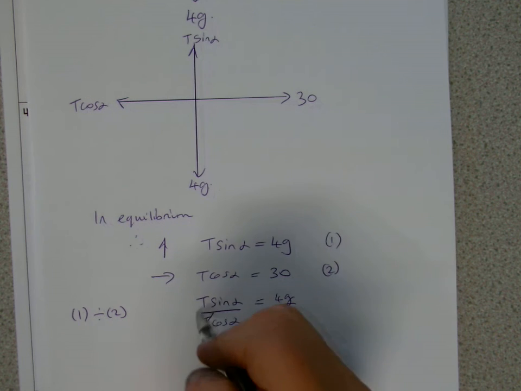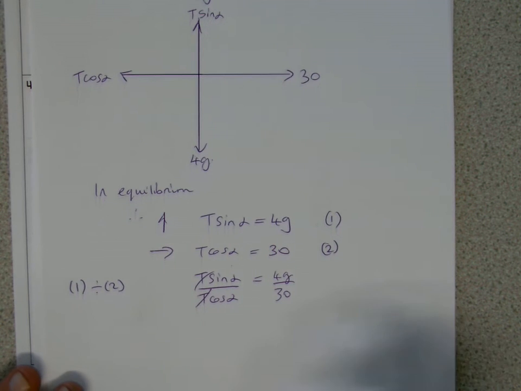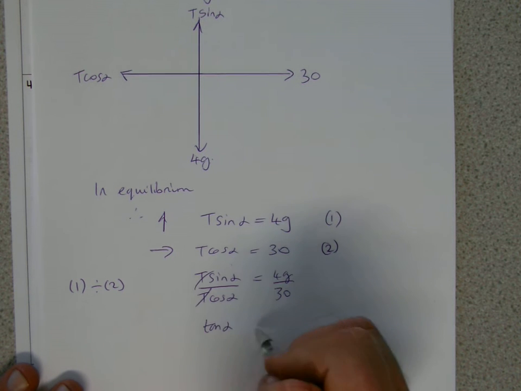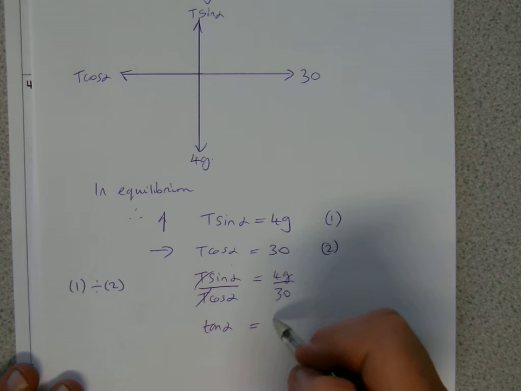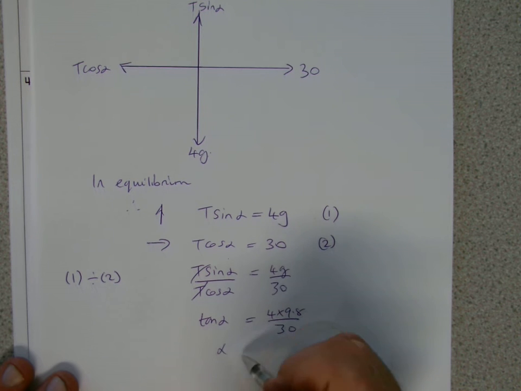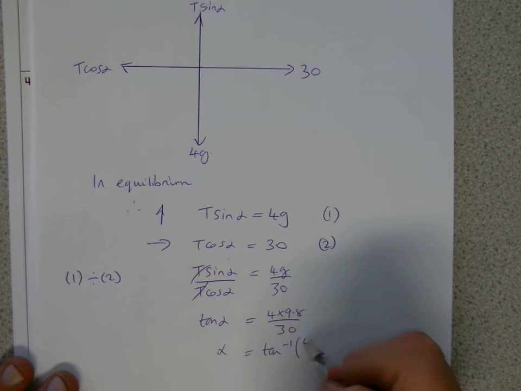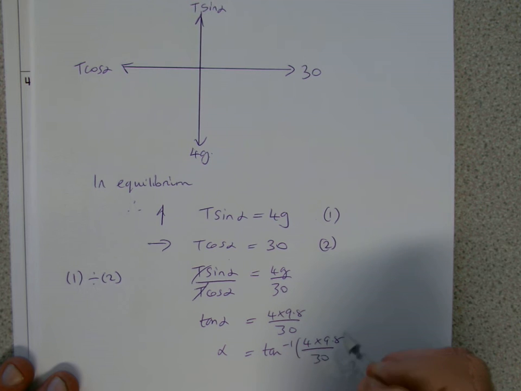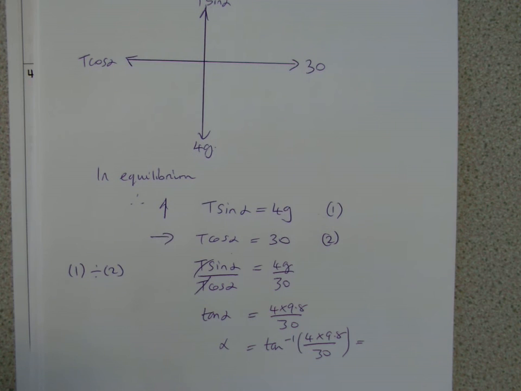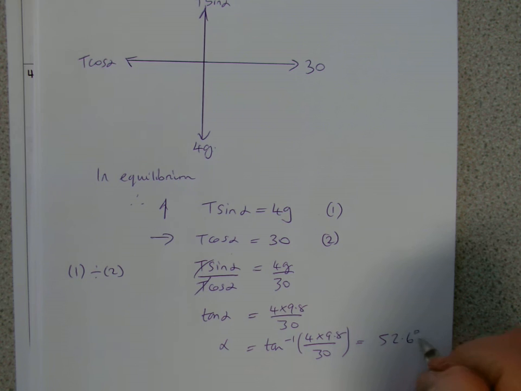But what's good is the T's cancel, because T divided by T, yeah, is 1, and I'm left with sine alpha over cos alpha, which of course is tan alpha. Sine over cos is tan, and I've got this, 4g, 4 times 9.8 over 30. So then to get alpha, I just take the tan inverse, yeah? So I get tan to the minus 1 of 4 times 9.8 divided by 30, and it comes out to be 52.6 degrees, okay?